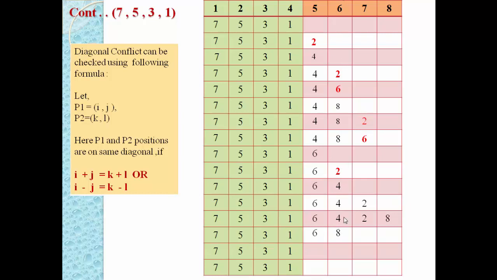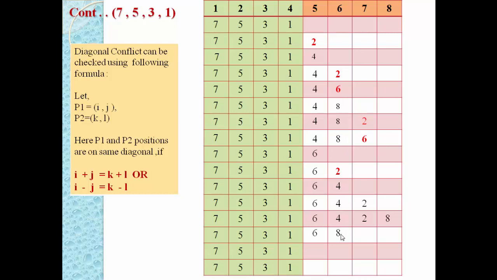So 6 plus 8 is equal to 14. There is no queen out of these 5 queens which has addition of row and column equal to 14. We need to check another condition. 6 minus 8 is equal to minus 2. Out of these 5, no queen has a subtraction of row and column equal to minus 2. It means that this is the correct position for our queen number 6. So we can place our queen number 6 on 6th row, 8th column.